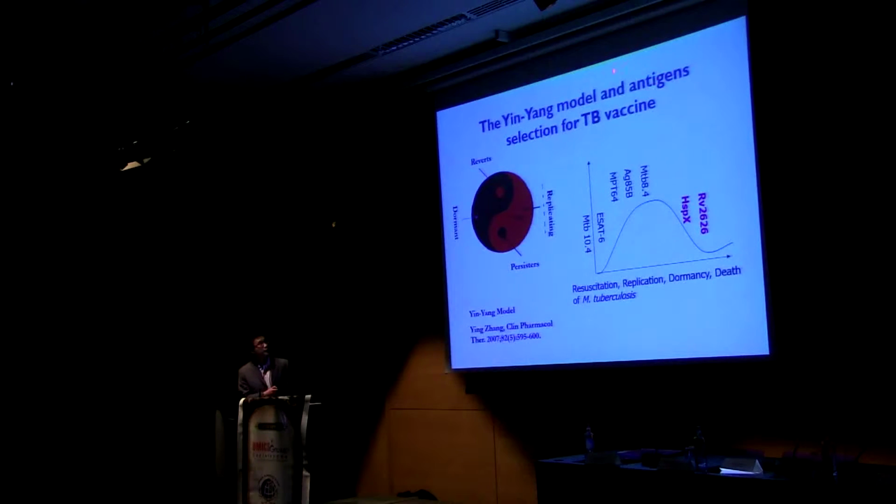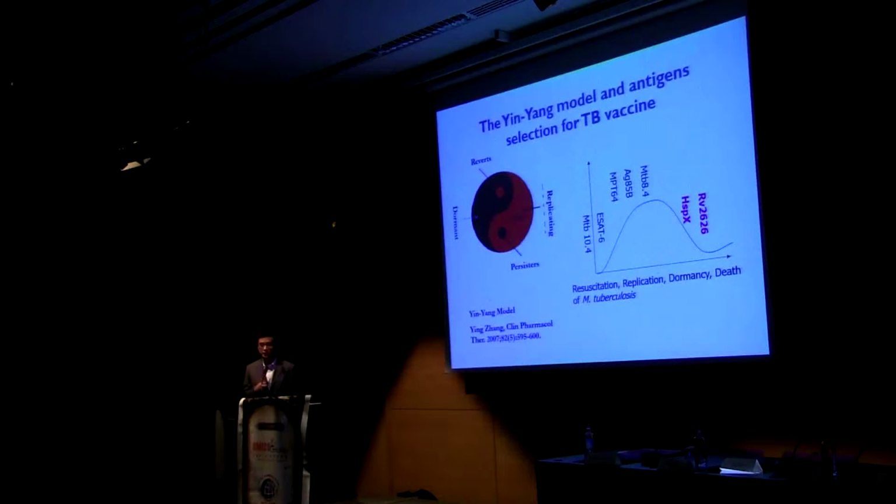As we talk about the subunit vaccine, the first thing to think about is antigen selection. Here is the EAMMH model proposed by Professor Ying Zhang at Johns Hopkins University. In this model, the yang represents the replicating bacteria in our body. The yin represents the bacteria in dormant stage. The yin and yang can transfer to each other.